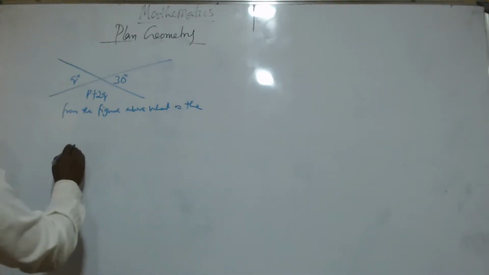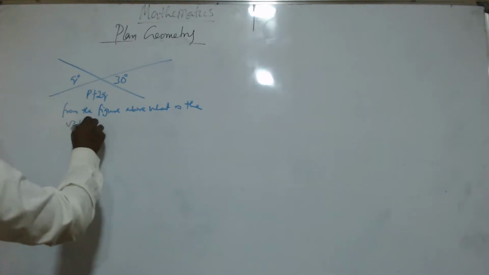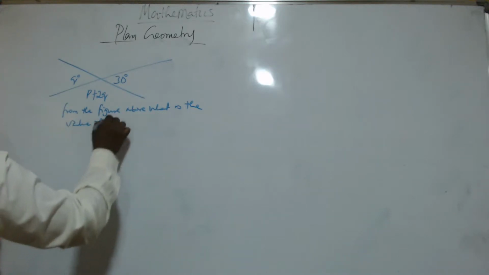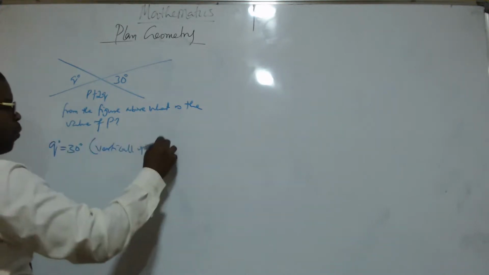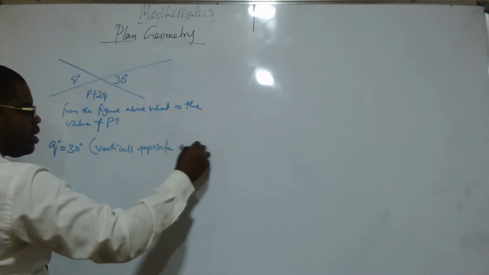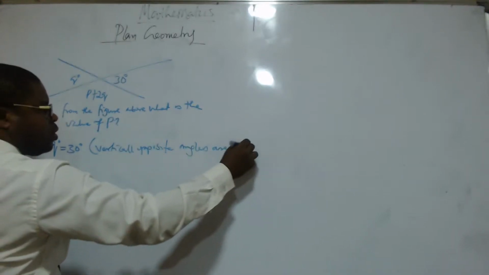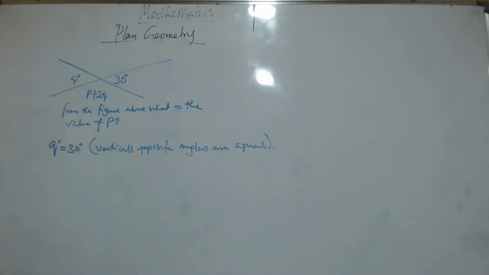From the figure above, what is the value of P? What is the value of P? Now, how do you go about this? Opposite angles are equal.